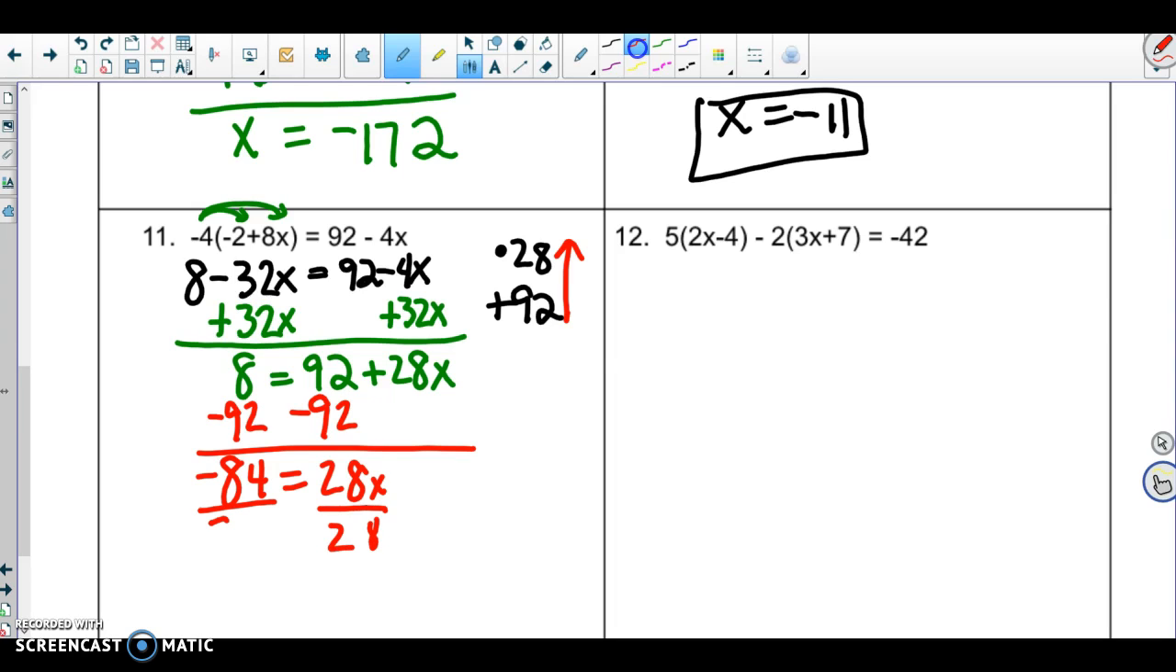That didn't come out very good. One's negative and one's positive on this side. So when I divide, I end up with -3 equals x. All right, and let's finish it up here.